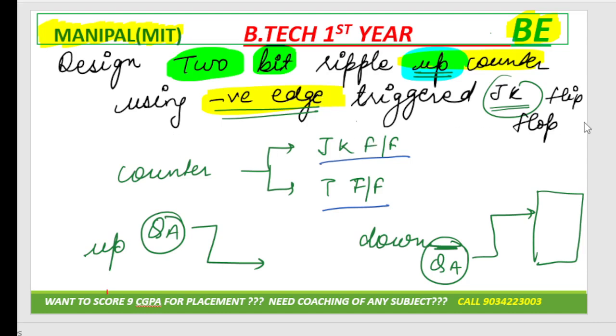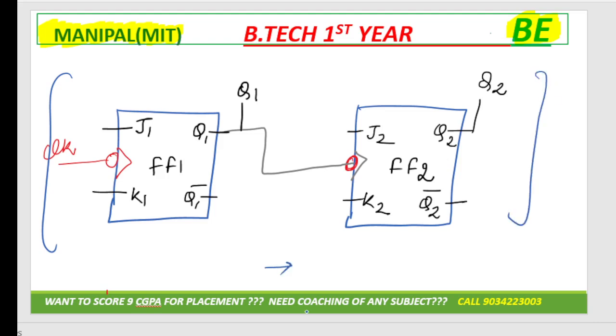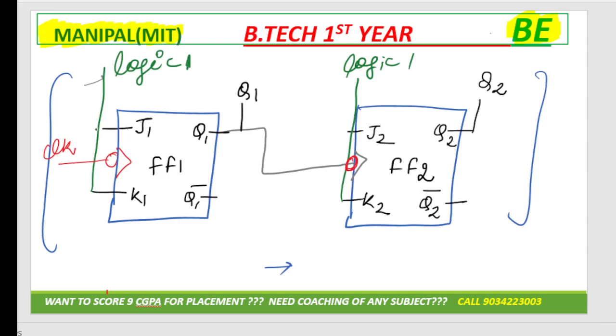Negative and positive, JK और T, ये options आ सकते हैं हमारे पास. Now see, this is Q1, so output would be Q1. This is Q2, so output would be Q2. Clear? So this is basically the block diagram of the given question. Draw this one also. J1 K1 is connected with the logic 1, and J2 K2 is also connected with the logic 1. Okay.